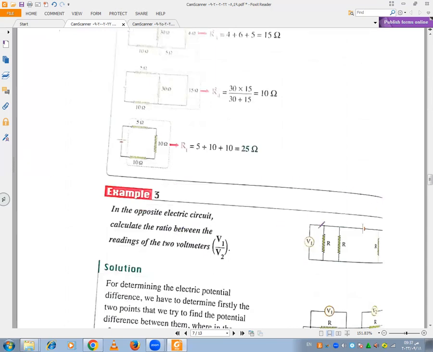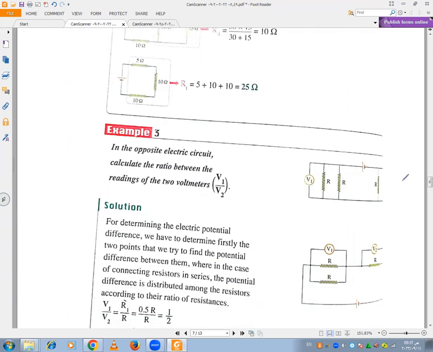We have another example here, example number 3. In the opposite circuit, calculate the ratio between the readings of the two voltmeters, V1 over V2.